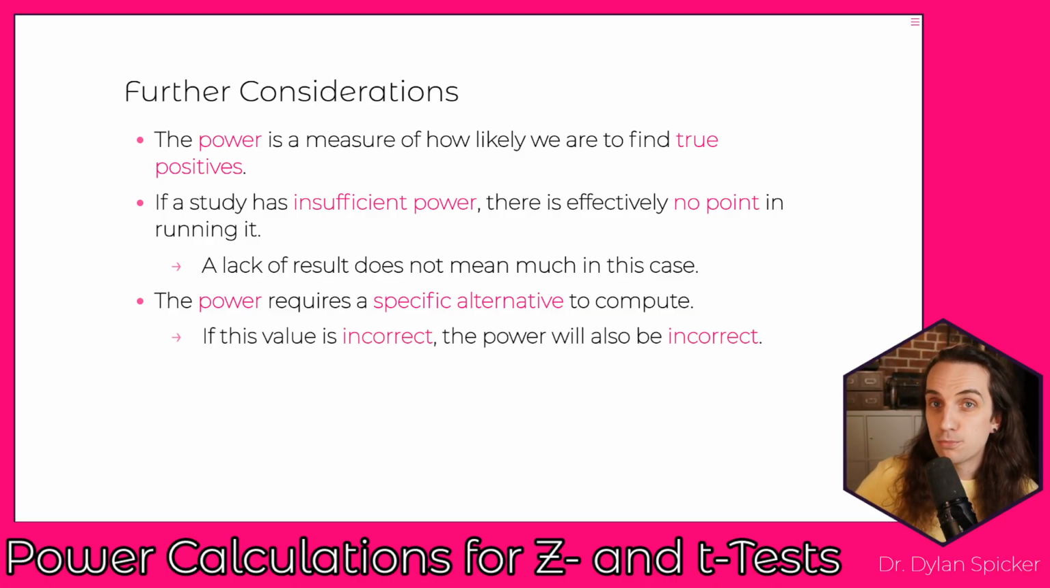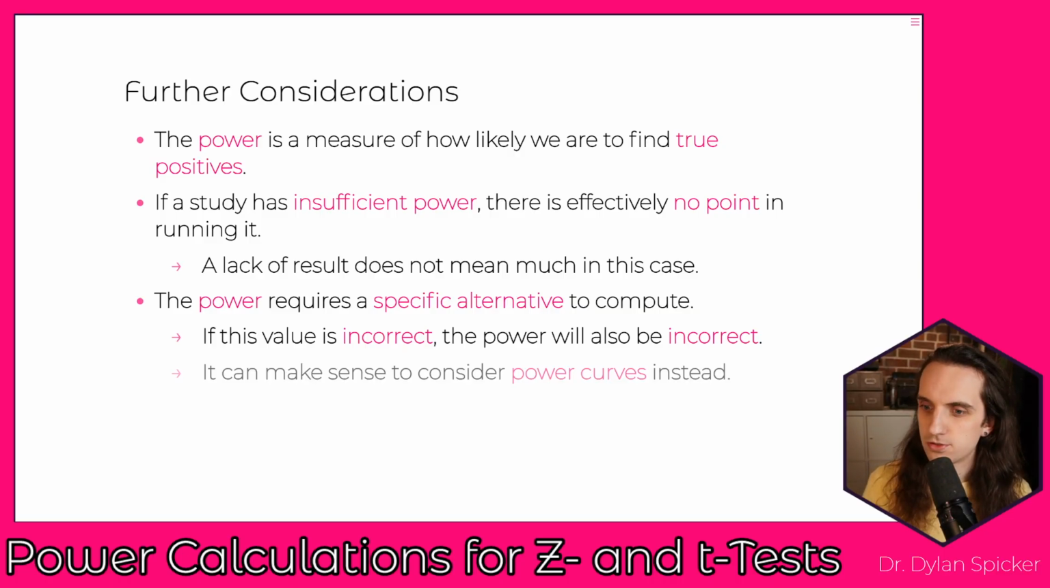And so the problem is going to come up if you specify an alternative and that's not actually the true alternative, then the power is not going to give you the true power. And so what some individuals do instead is they consider what we call a power curve. And essentially they calculate the power for a whole bunch of different values of the alternative. And then they look at how that behaves. And if you're looking at all of those values, then you can make a holistic assessment of, is there enough power? Is there not enough power?